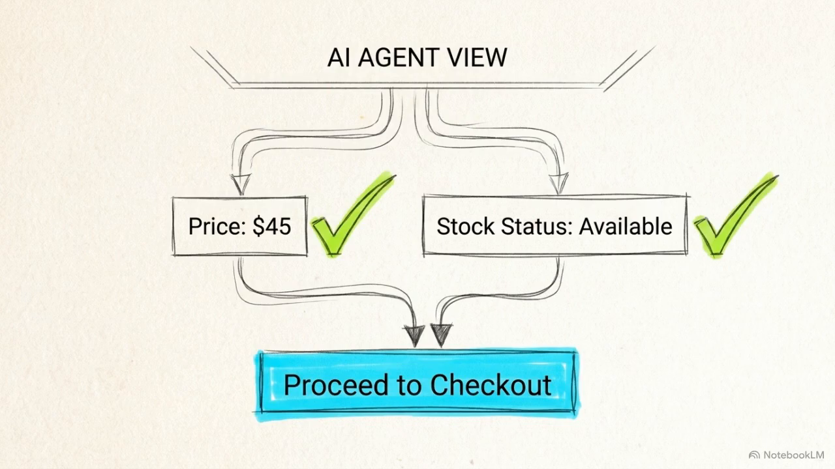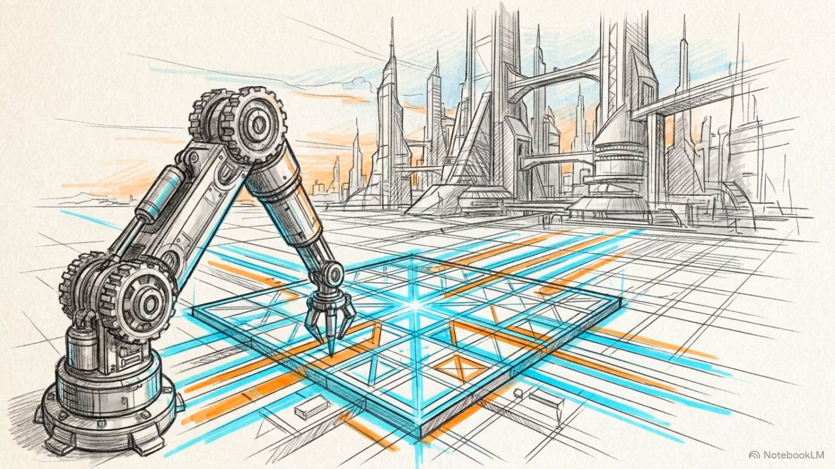These agents are bound by their architecture. They can only execute transactions using data they can successfully parse and definitively trust. Structuring your digital infrastructure for generative engines today is the absolute technical prerequisite for commercial survival in the agentic web of tomorrow.